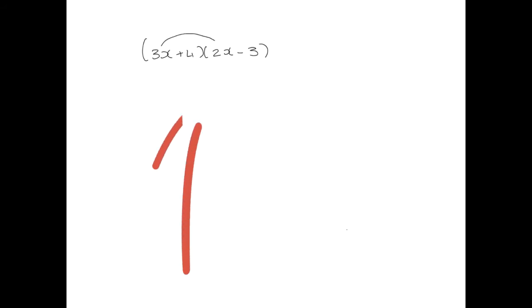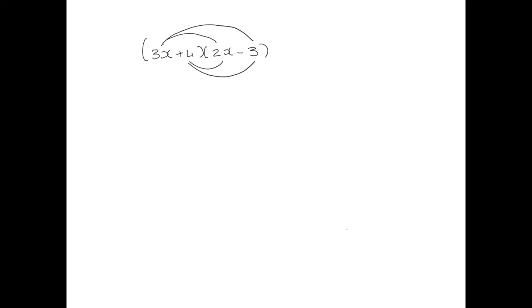Okay, so video 1 is just simple timesing out brackets. It's a common mistake that I found people doing, and if we have a bracket, I don't know, 3x plus 4 and 2x minus 3. When you times out brackets, you times first with first, first with second, second with first, second with second. And I know this seems easy, but people make serious mistakes on this. So we're going to have 6x squared minus 9x plus 8x, which is minus 1x, minus 12.